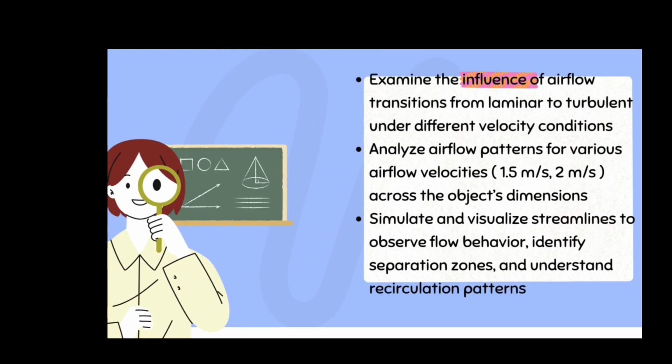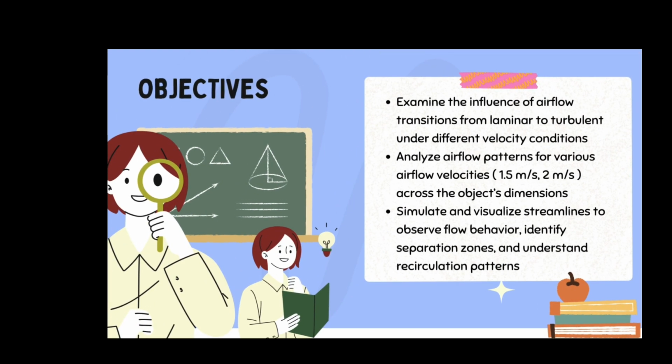Our objective for the assignment is to examine the influence of airflow transition from laminar to turbulent under different velocity conditions. Next is to analyze airflow patterns for various airflow velocities across the object dimension. And lastly, we simulate and visualize streamlines to observe flow behavior, identify separation zones, and understand recirculation patterns.